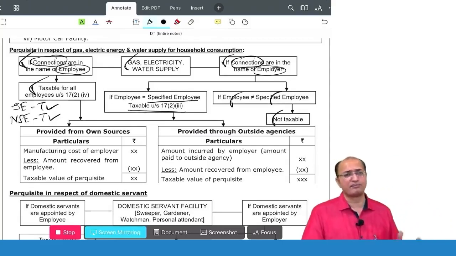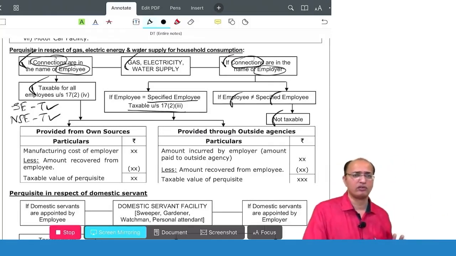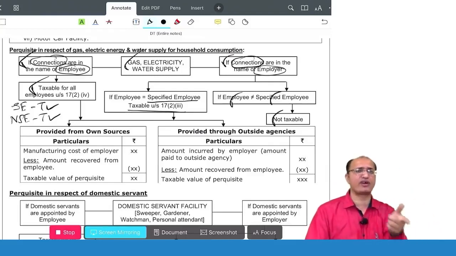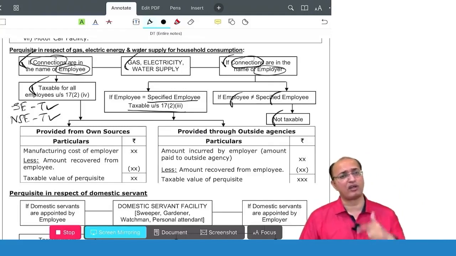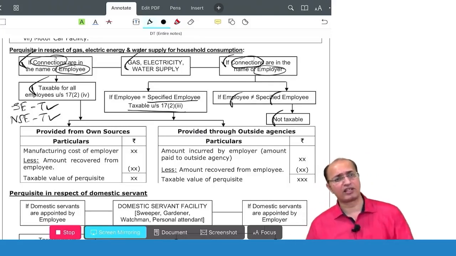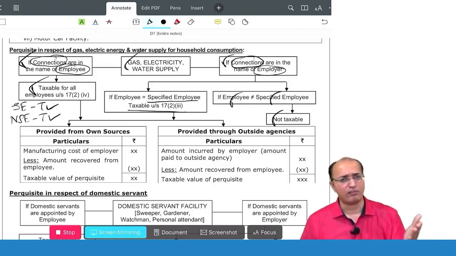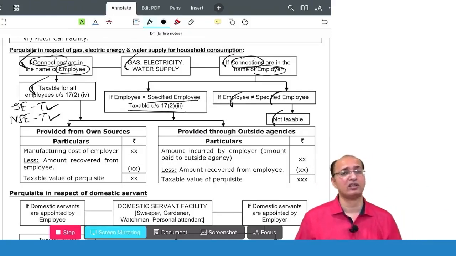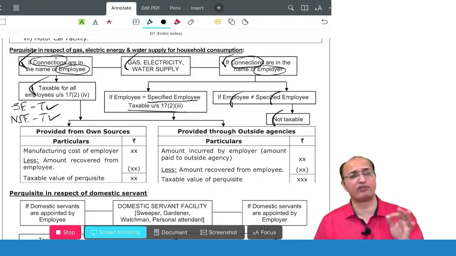If it is the employee's obligation to pay, it is covered by 17(2) clause 4. If it is covered by 17(2) clause 4, it is taxable for specified as well as non-specified. On the other hand, if it is the employer's obligation, if the connections are in the name of the employer, it is the employer's obligation, and the employee is just enjoying a facility. This will be covered by 17(2) clause 3 and will be taxable only for specified. It will not be taxable for non-specified.